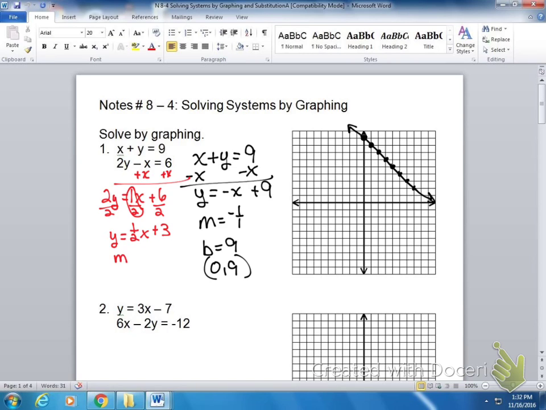So same as last time, I take my slope, 1/2. I take my y-intercept, 3, and use the point (0, 3), and I'm going to plot my points. So over 0, up 3, and since it's positive this time, I go up 1, right 2. Up 1, right 2.